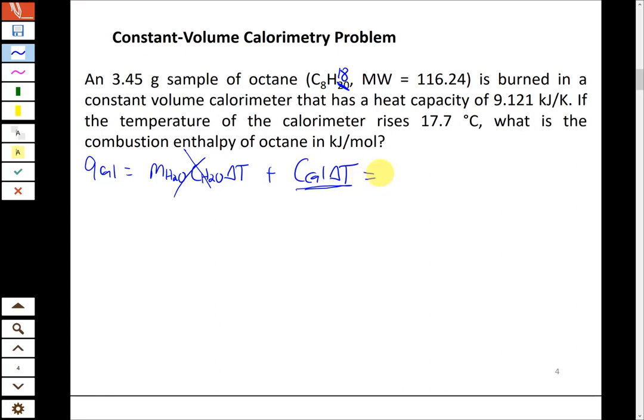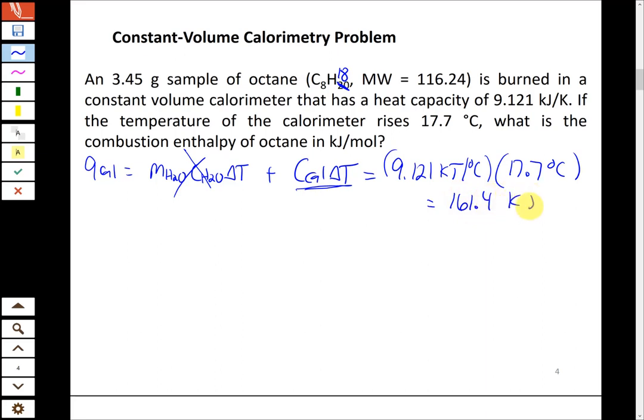So what we have then is that heat capacity is 9.121 kilojoules per Kelvin or degrees Celsius. Those are equivalent in terms of delta T. And then we're going to multiply that by the delta T. The calorimeter rises 17.7. So if we're burning something, of course, the temperature is going to go up. And that's our delta T, 17.7. And so that tells us then that the heat for the calorimeter is 161.4 kilojoules.